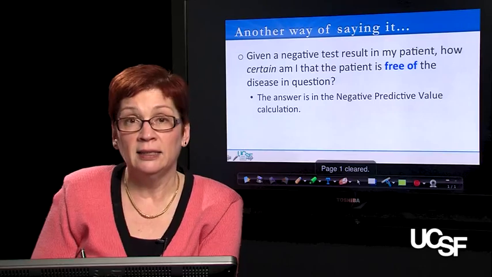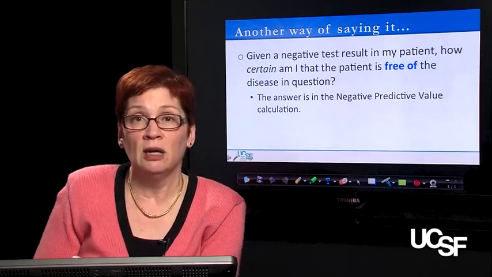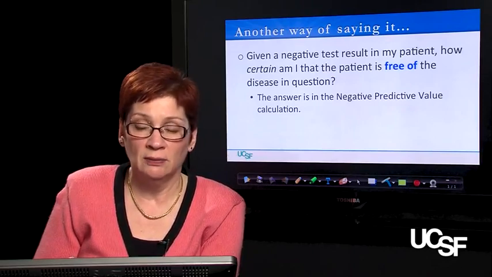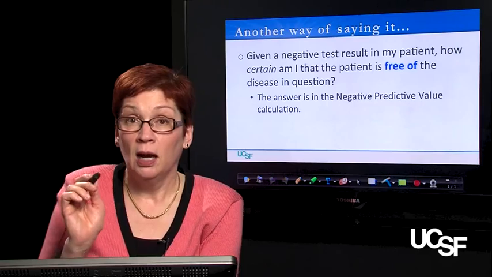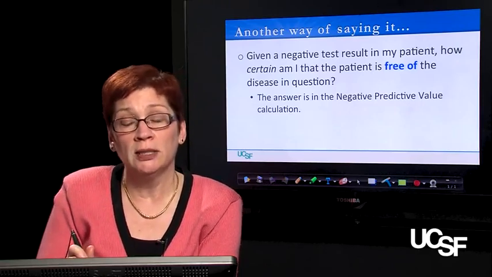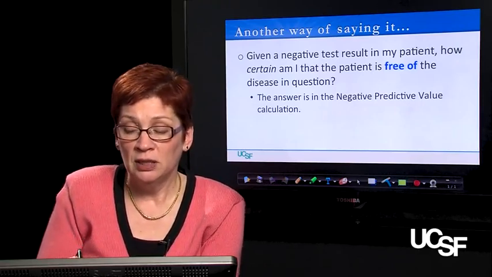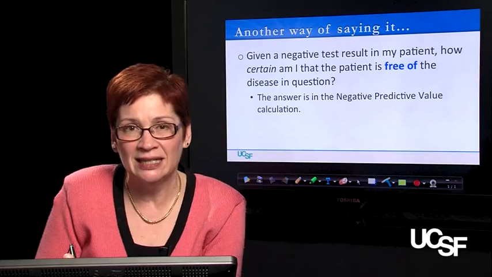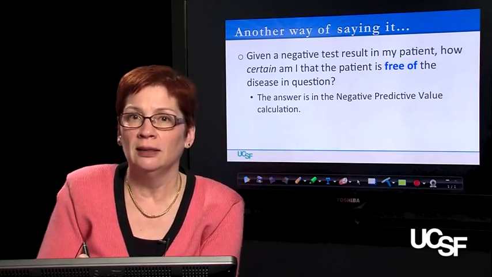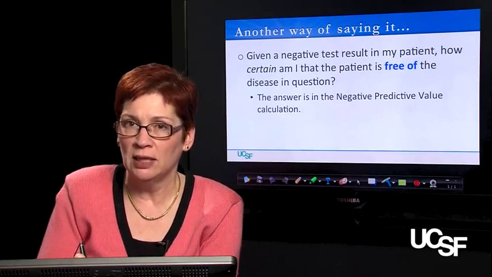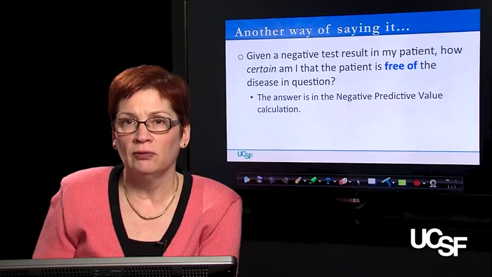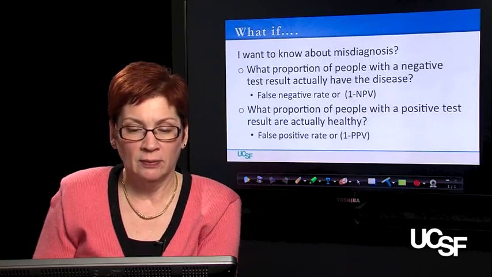Another way of saying that is, given a negative test result in my patient, how certain am I that the patient is free of the disease in question? Now, I want to point out something really important here. The negative predictive value tells you how likely it is your patient doesn't have the disease. It doesn't tell you how likely it is that your patient has the disease with a negative test. It doesn't describe the false negative values that we referred to a couple slides ago.